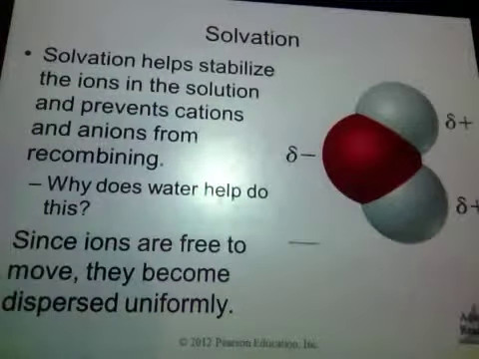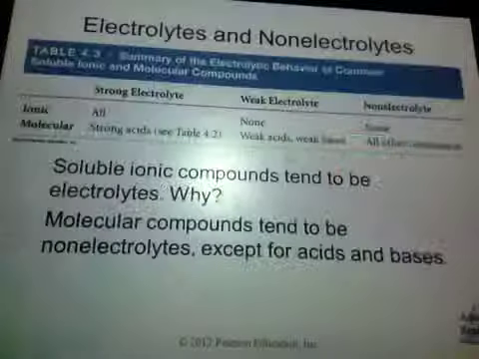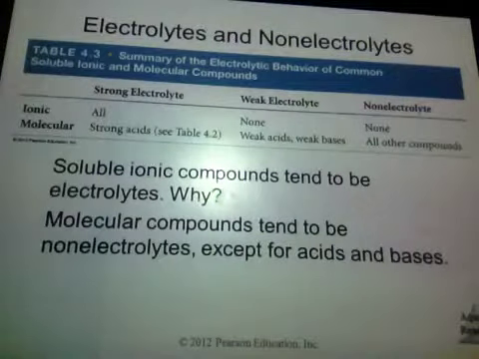Now, since ions are free to move, they can become dispersed uniformly. So that's why in dissociation we get solutions, because my water molecules are able to move, my ions are able to move, and because of that I can get a uniform dispersion for this solution, which would make it a homogeneous solution or homogeneous mixture, which is what a solution is.